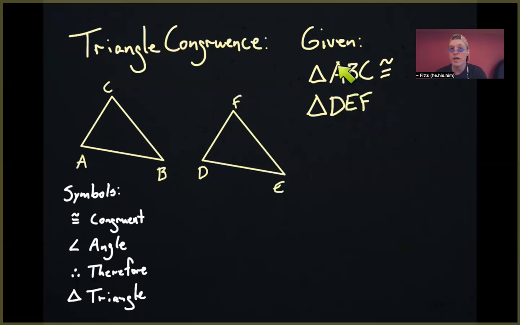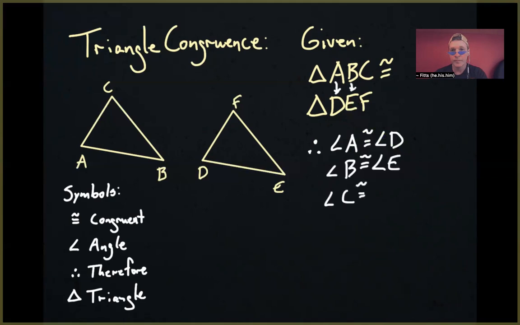So this shows me that A corresponds to D, B corresponds to E, and C corresponds to F. This is my map. So A gets mapped to D, B gets mapped to E, and C gets mapped to F. Given that, I know there's 6 parts to triangles, right? There are 3 sides and 3 angles. So if I have this correspondence statement, what I can then conclude, therefore, that's what the 3 dots mean, using my map here: angle A is congruent to angle D. Angle B is congruent to angle E, and angle C is congruent to angle F.